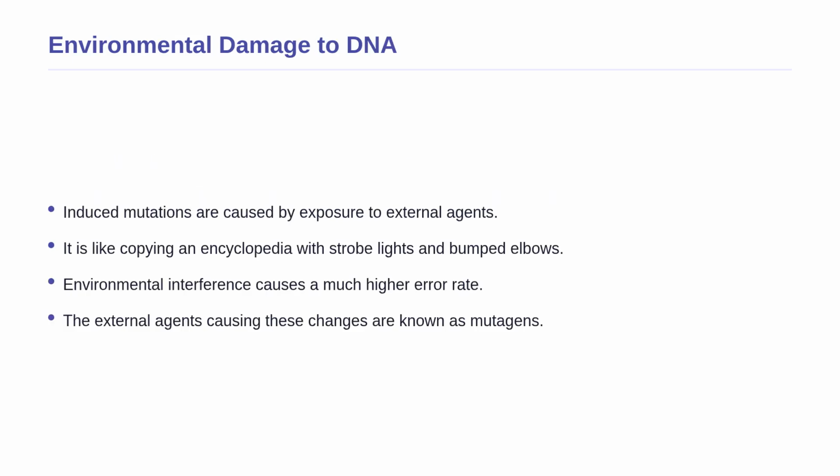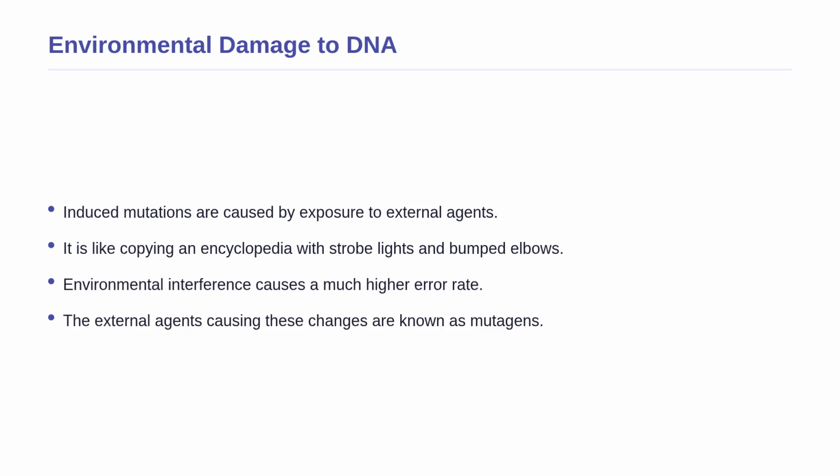Now that we have explored natural mutations, let us look at what happens when the environment interferes. Imagine you are copying that same encyclopedia, but this time someone is flashing bright strobe lights in your eyes and bumping your elbow while you write. You are going to make a lot more mistakes than you did sitting in a quiet room. In genetics, this is the intuitive concept of induced mutations.